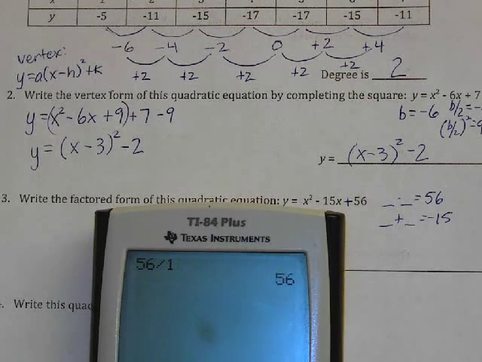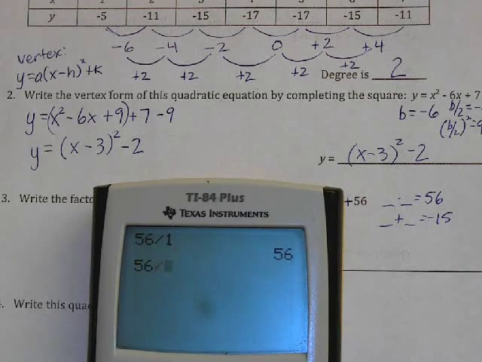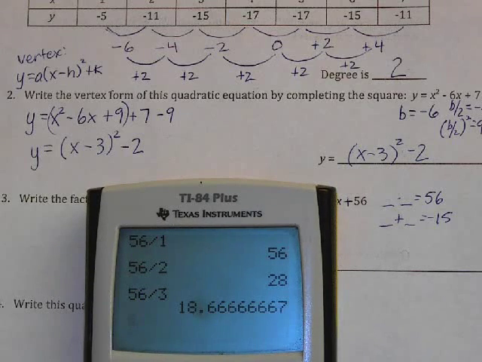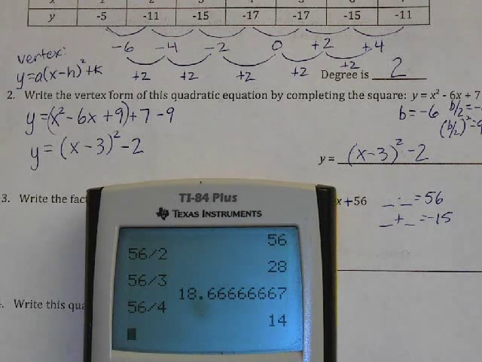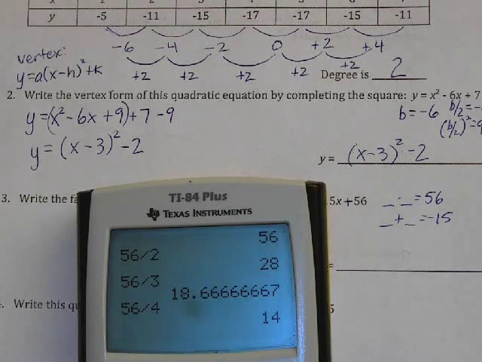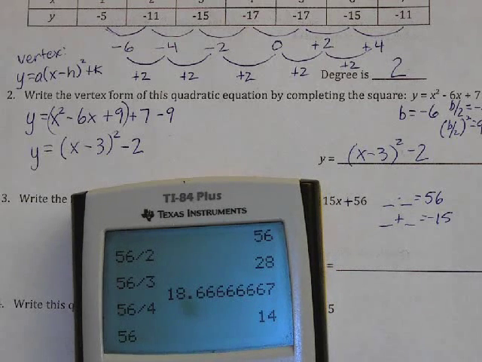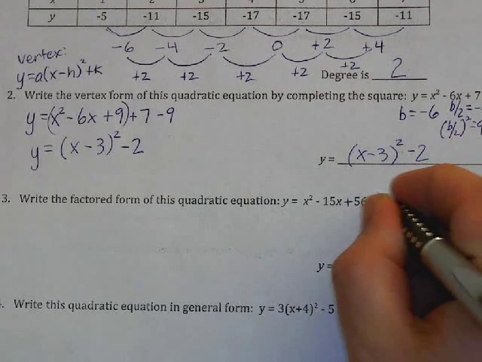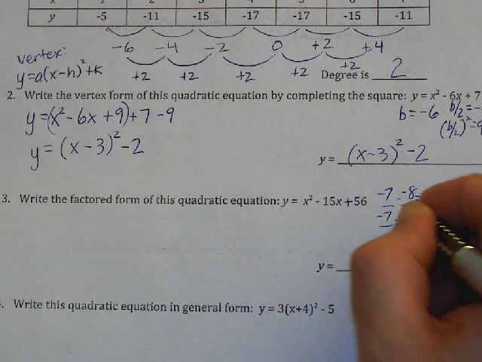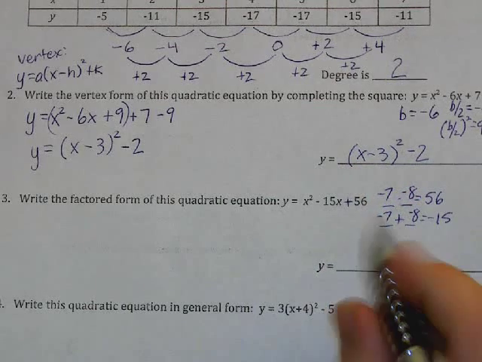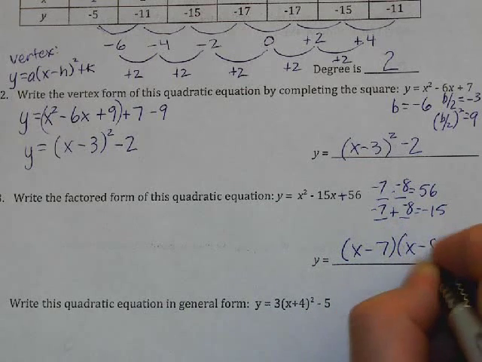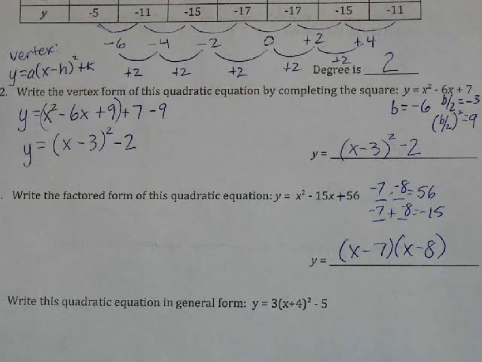Well, I know 56 and 1 isn't going to work. No. 3 doesn't even go into it. So I keep going until I find the two numbers that add up to 15. And I get 7 and 8. Now we said they both had to be negative, so the two numbers are negative 7 and negative 8. So, factored form would simply be x minus 7, x minus 8.